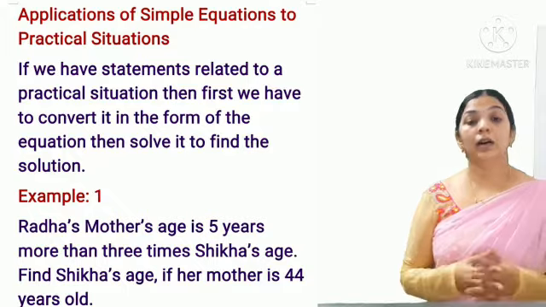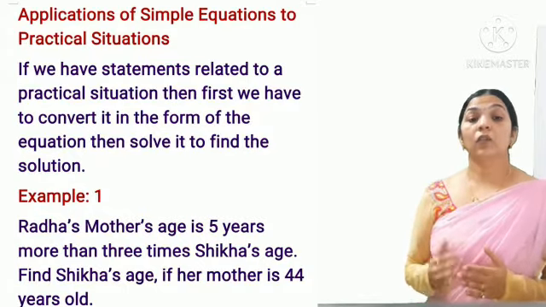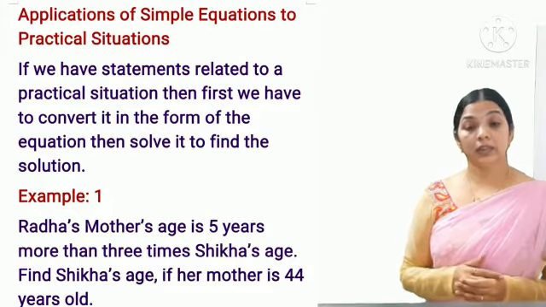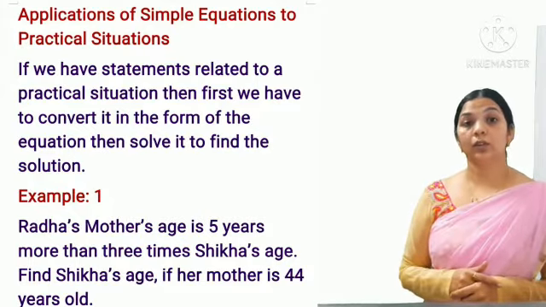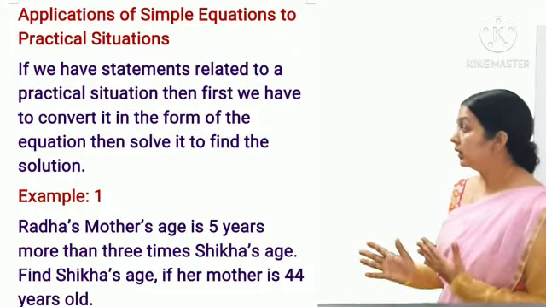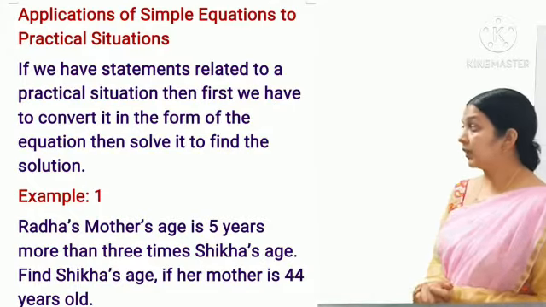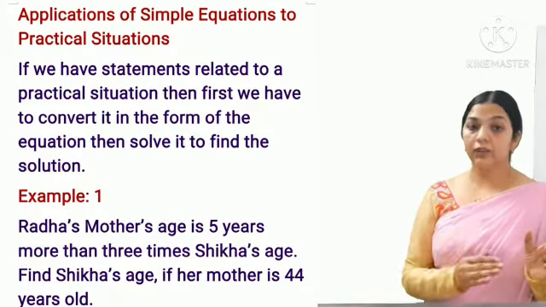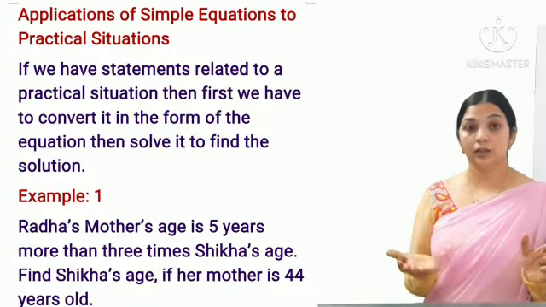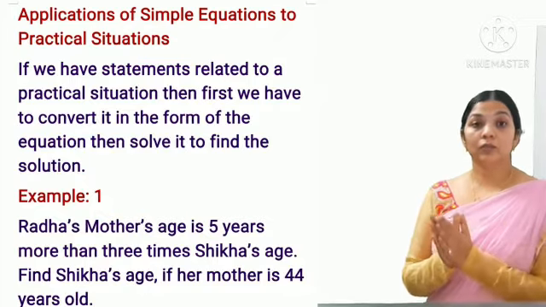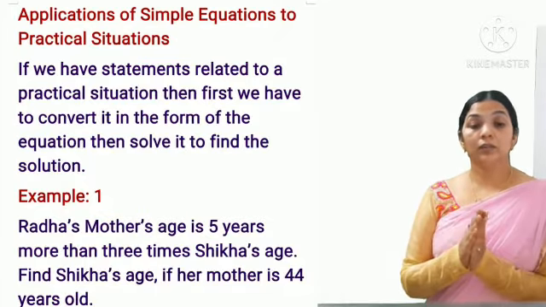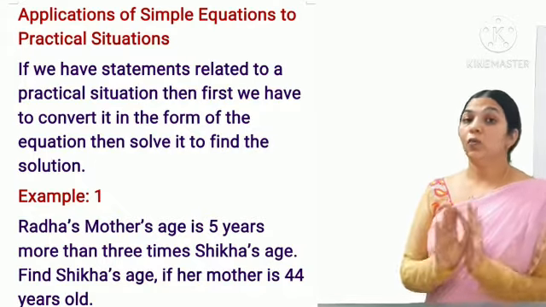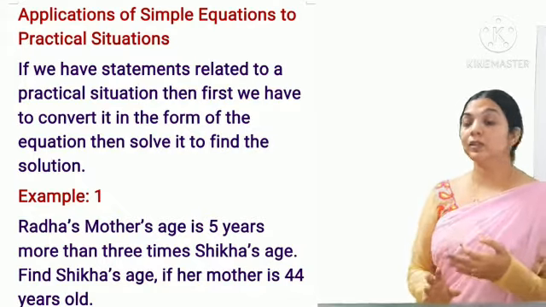For example, Radha's mother's age is 5 years more than 3 times Shikha's age. Find Shikha's age if her mother is 44 years old. Now here a situation is given. It says that Radha's mother's age is 5 years more than 3 times Shikha's age. First we have to know what we have to calculate. We have to calculate Shikha's age, if her mother is 44 years old. Mother's age is given to us, that is 44 years.